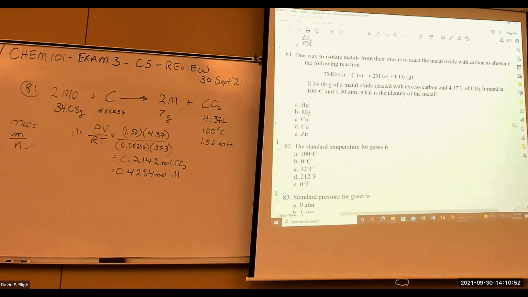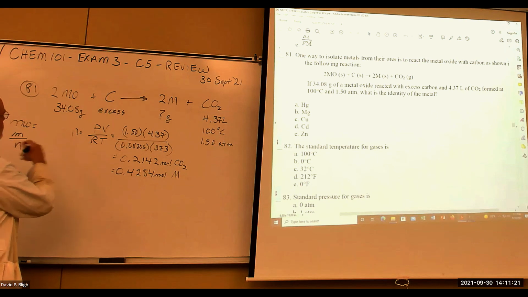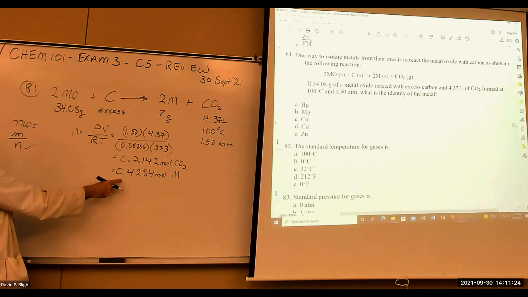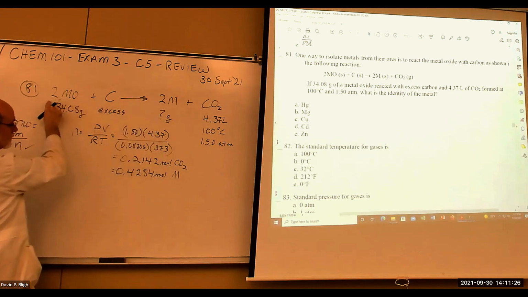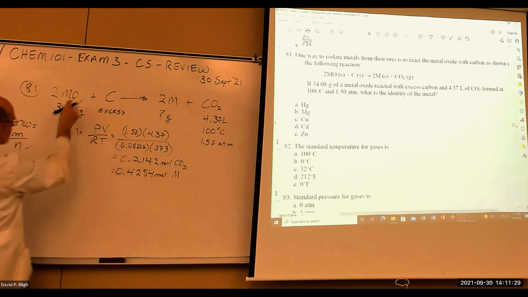Okay, I like that way better. What if we could determine the molar mass of this one, MO? Molar mass of this would be the metal plus oxygen, correct? So for the total molar mass, we could subtract 16 from that, and that would give us the molar mass of the M. Let's do it that way. How many moles of this do we have? Actually, the same as this one, 2 to 2. So this is the number of moles of that.